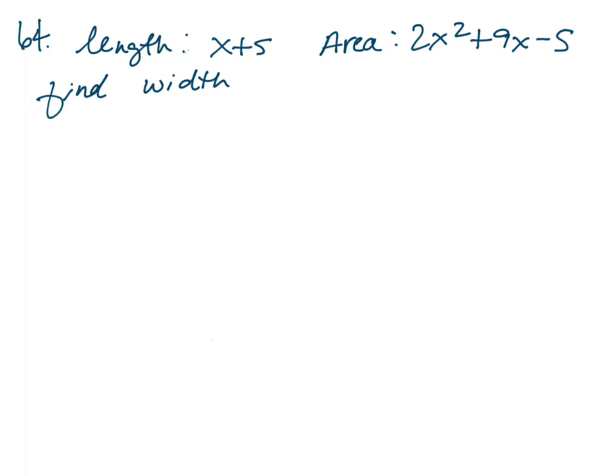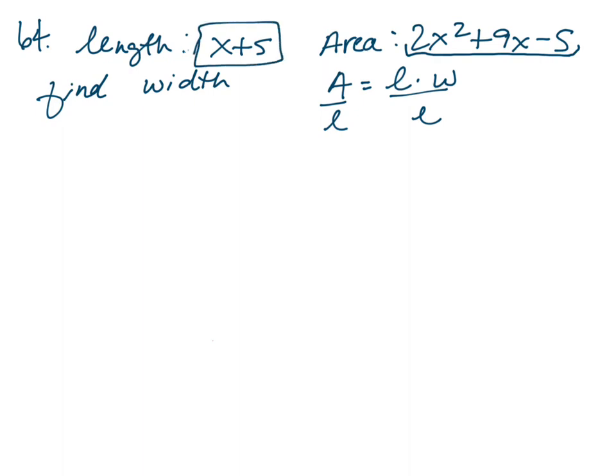Find the width. Okay, so how do area and length and width relate on a rectangle? Area is equal to length times width. So if I wanted to get my width by itself, what can I do? Divide by the length in both places. So we're going to take our area function, this 2x squared plus 9x minus 5, and we're going to divide it by this length binomial, x plus 5.